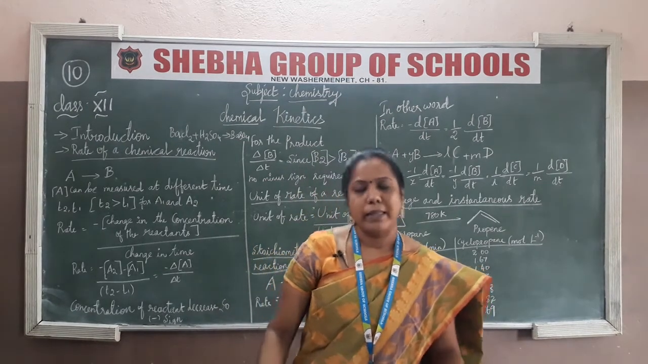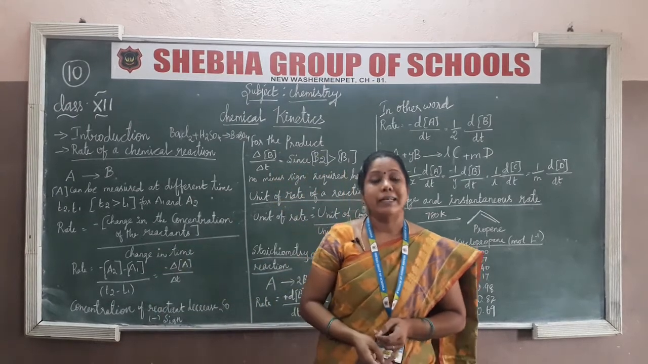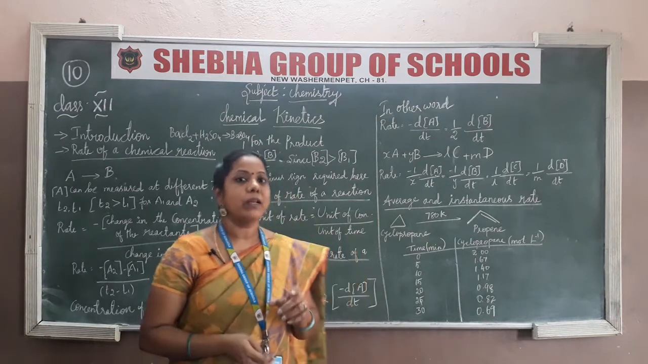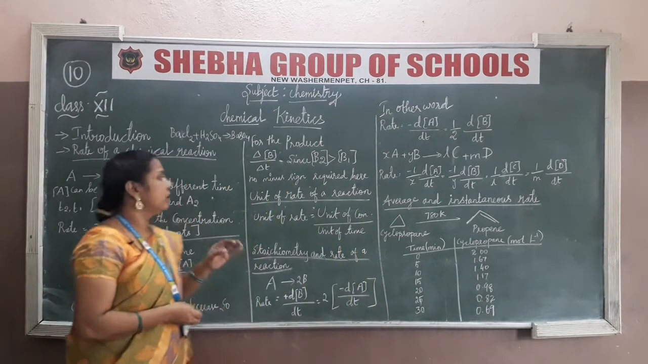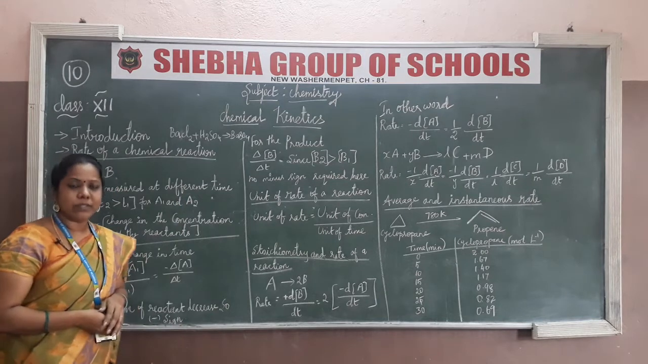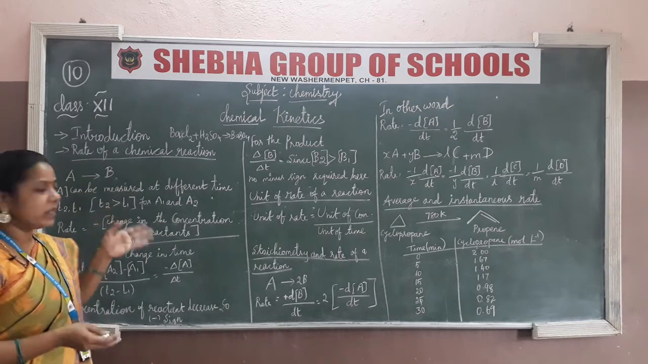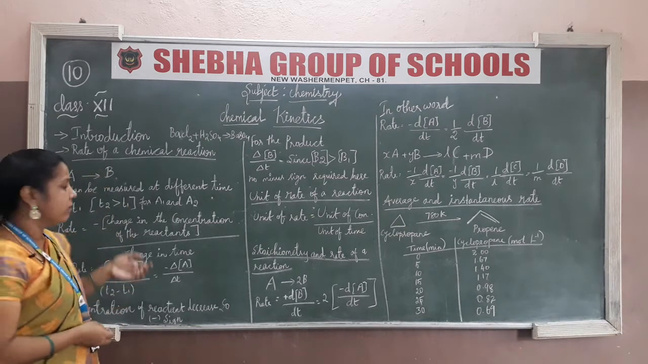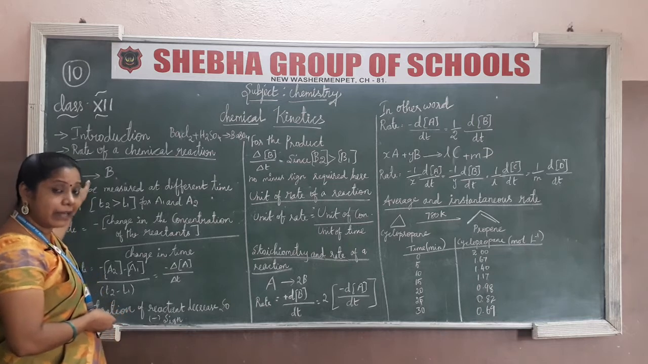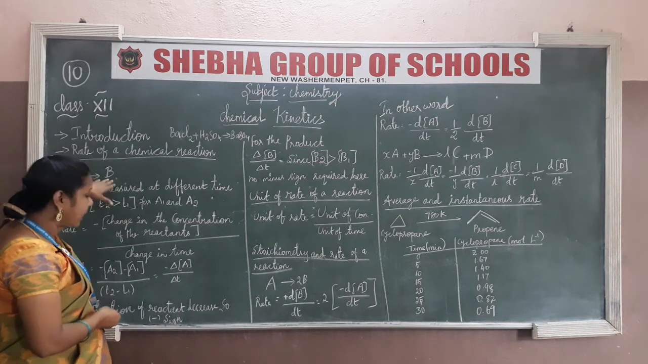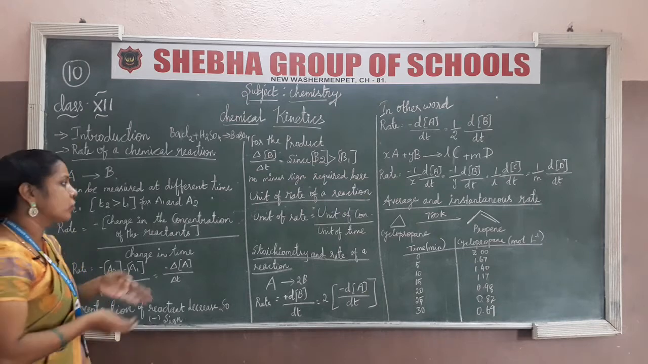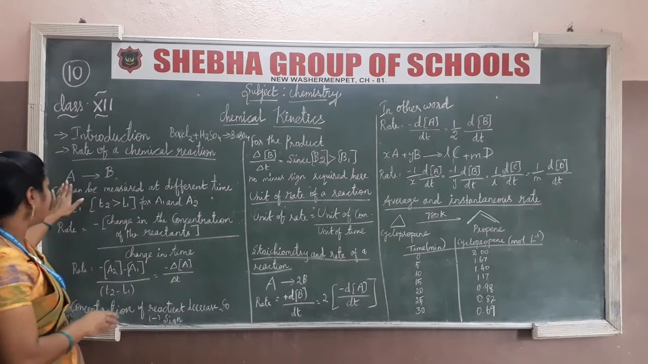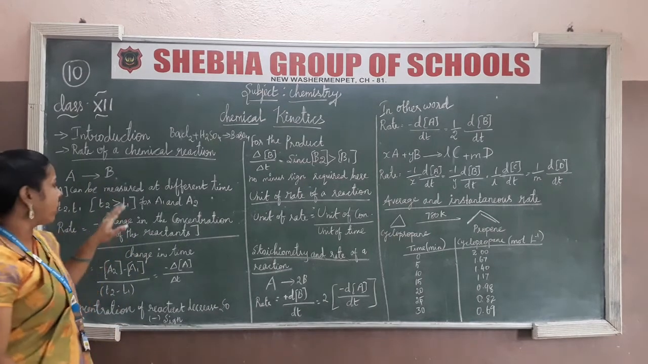Then let us go to the concept of the rate of chemical reactions. What is the rate of a chemical reaction? I will give a simple general formula. We can express A gives B. A is obviously the reactant, and B is considered the product. If we take the reactant A in the reaction, we will get only one product, that is B. So you have to consider A as the reactant and B as the product.